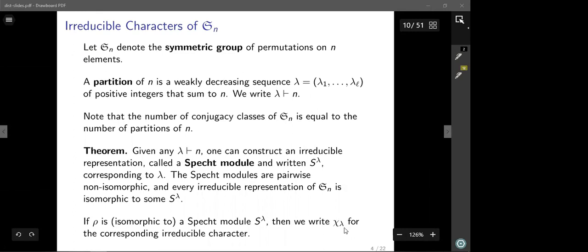So for every partition lambda of n, this is just some complex valued function on the symmetric group. Now, as it turns out, in the case of the symmetric group, it's not just complex valued, it turns out to be integer valued. And so there's a nice combinatorial way of defining what these things are, which I'll get to in a moment. But let me just pause to make sure that everybody understands what I'm talking about with an irreducible character.